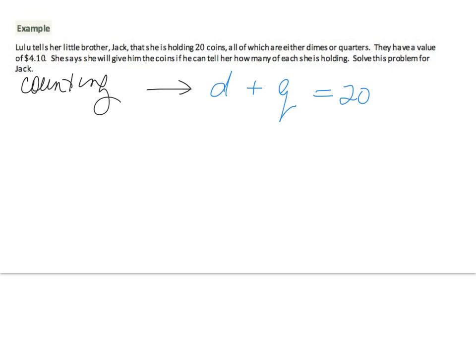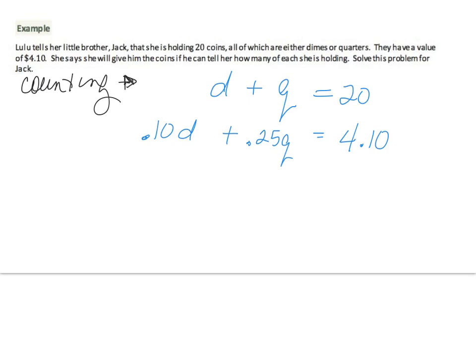So I know a dime is worth 10 cents, and I know a quarter is worth 25 cents, and I know all of them together are worth $4.10. So here's the system of equations I have. Two equations, two unknowns. I am ready to solve.